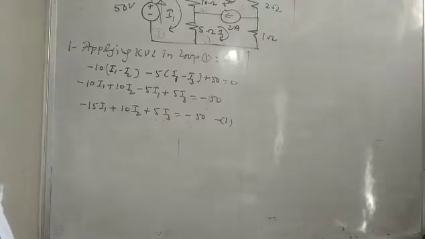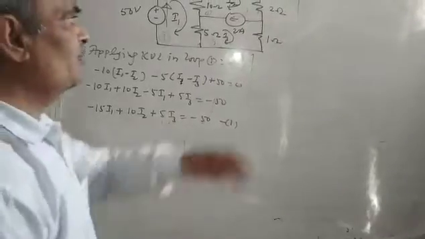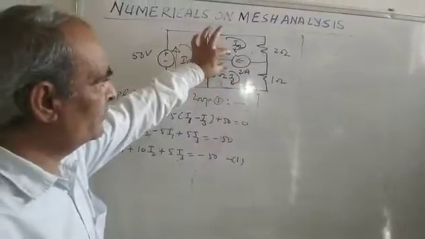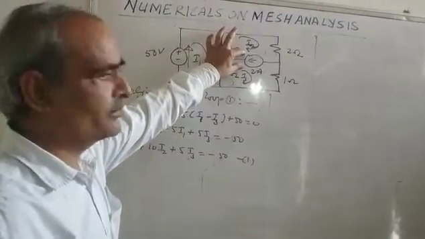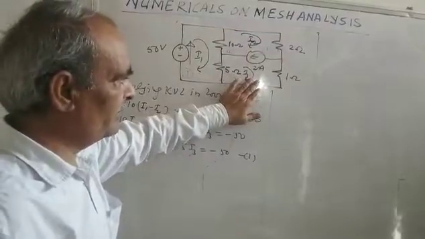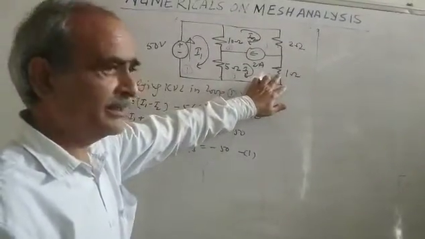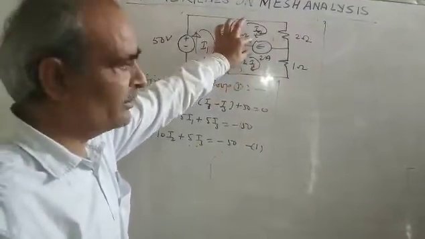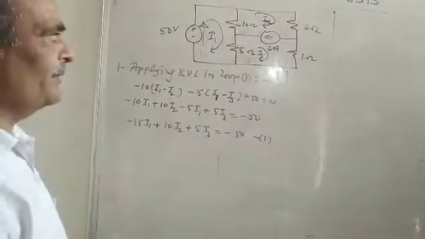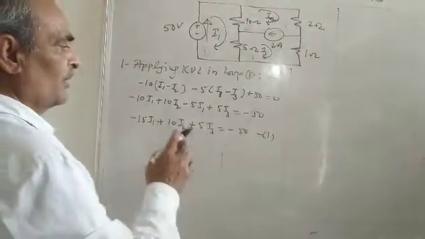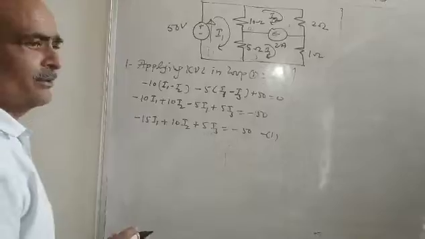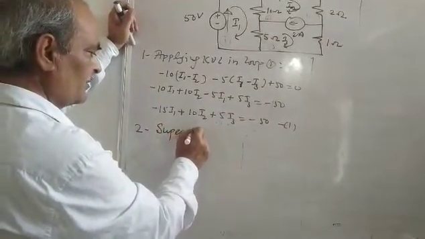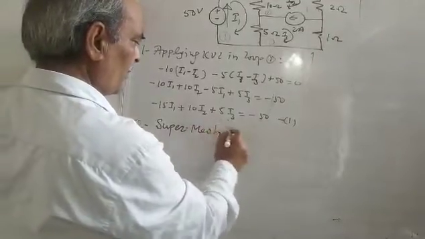Now applying KVL in the second loop, the current in the 2 ohm is I2 and in this 10 ohm is I2 minus I1. But you cannot find the voltage drop in the 2 ampere branch. And when applying KVL in the third loop, the current in this is I3 and in this branch is I3 minus I1, but we cannot find the current in the 2 ampere branch. So now mesh analysis is not used. In place of mesh, super mesh analysis is used for this type of problem.